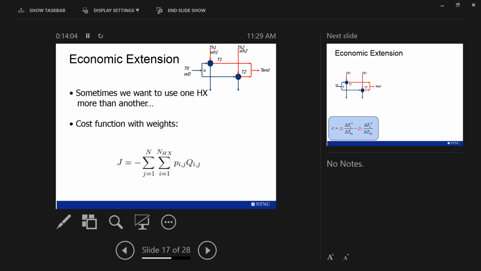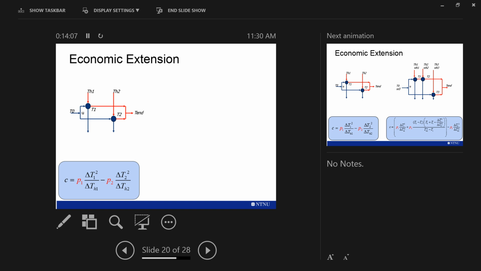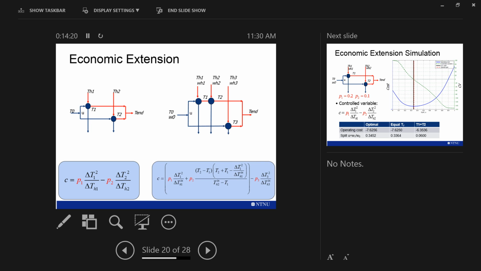In this case, it is very simple, because for the economic extension, if we just have two heat exchangers on, you just weight the terms of the Jäschke temperature that I showed you before with these prices. If we have three, this looks like this. So you just have the same results that you had before. You just weight them with the prices. And obviously, if it doesn't matter which one you use for heating up, then you will just maximize the total heat transfer.